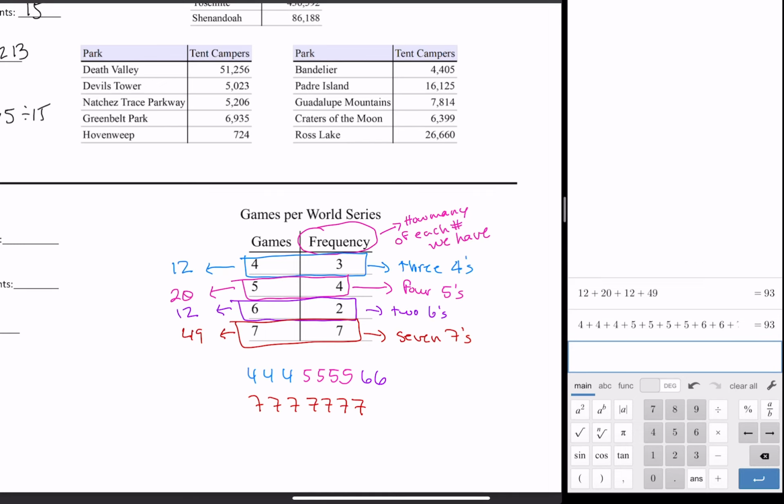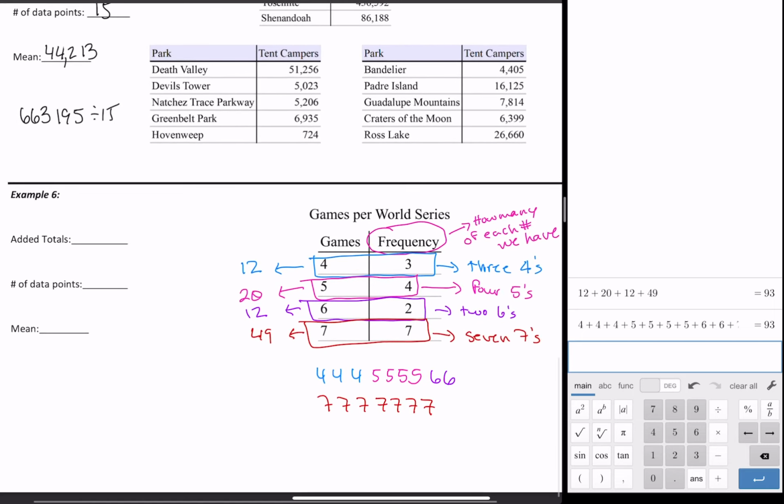So in my calculator on the right side here, I added up this section. I got 93. And then the bottom answer there is when I added up the numbers old school. And I got the same thing. So this is what I love about statistics. You guys are probably like, oh my God, this lady's crazy. So our total is 93. How many data points do we have?